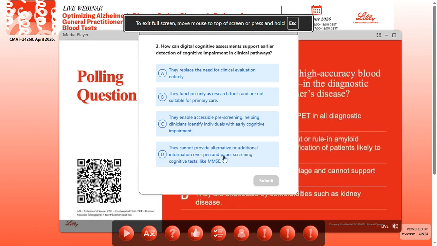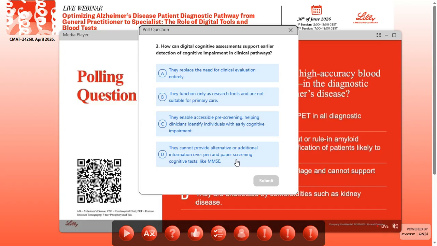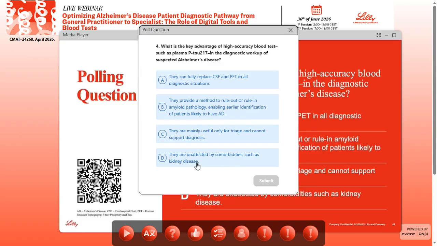All right. And about the blood-based test, what is the key advantage of high accuracy blood tests such as plasma p-tau217 in the diagnostic workup of suspected Alzheimer's disease? Do you think they can fully replace CSF and PET in all diagnostic situations? Do you think they provide a method to rule out or rule in amyloid pathology, enabling earlier identification of patients likely to have AD? Or do you think maybe C, they are mainly useful only for triage and cannot support diagnosis? Or D, they are unaffected by comorbidities such as kidney disease? So let us know in a couple of seconds what you think.